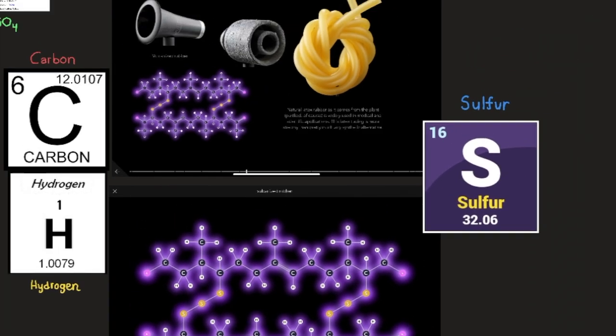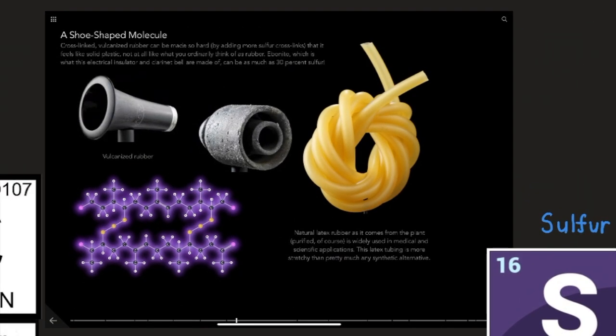Here's another diagram that shows vulcanized rubber. Vulcanized rubber comes in various forms. Cross-linked vulcanized rubber can be made so hard by adding more sulfur cross-links that it feels like solid plastic. Not at all like what you ordinarily think of as rubber.